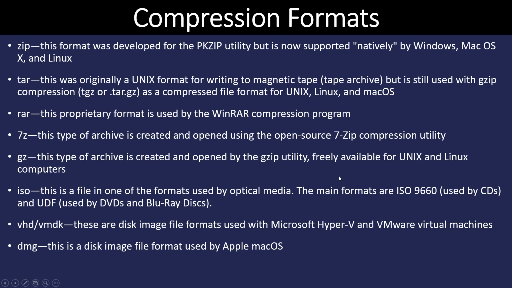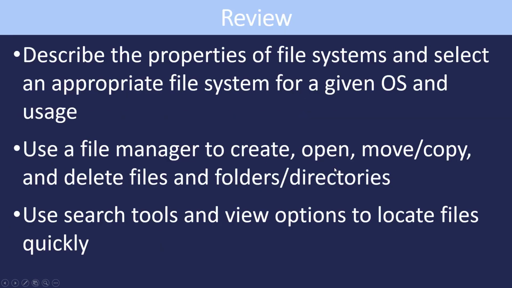There are a number of different compression formats. One of the ways we try to save room in storage and transfer is by compressing our files to make them smaller. So here is a list of typical compression formats you'll find on a computer. Windows natively supports zip. Some of these other ones like tar, rar, 7z, and gz in a Windows computer may require you to download another file in order to uncompress or unzip the files.